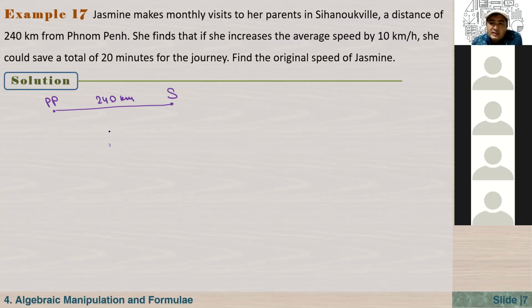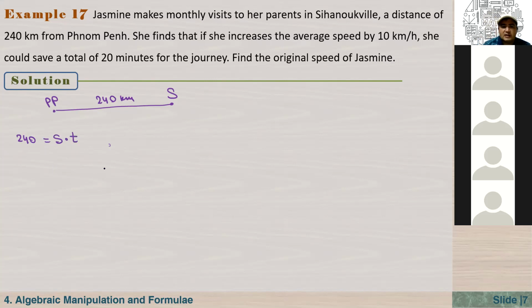Anyway, it says that at a distance of 240 kilometers from Phnom Penh, she finds that if she increases the average speed by 10... before making these changes, do we know her speed? We don't know. Do we know how long it takes? We don't know. Suppose that to travel this distance, Jasmine travels at an average speed of S, and she spends T hours to reach her destination.